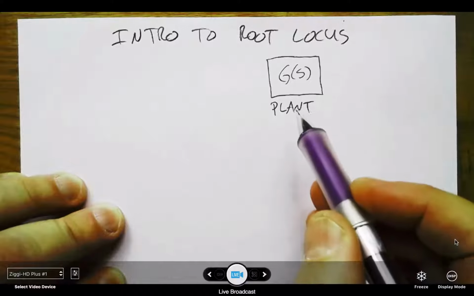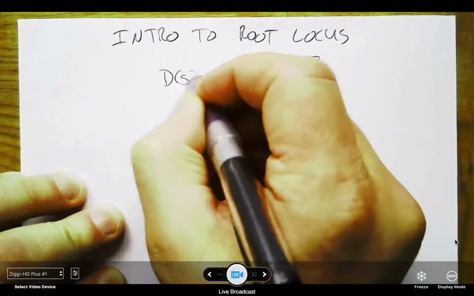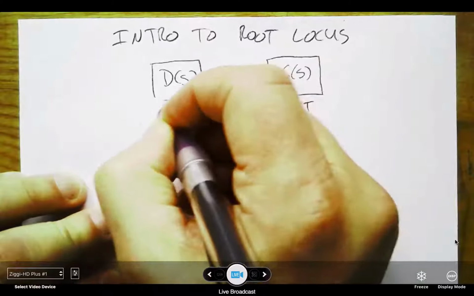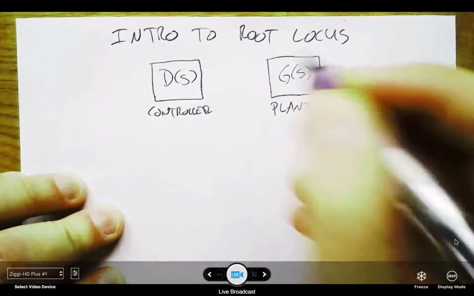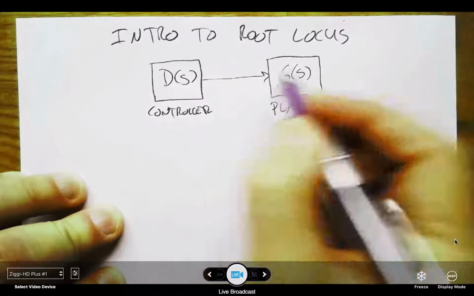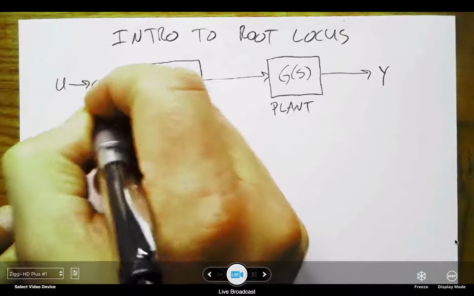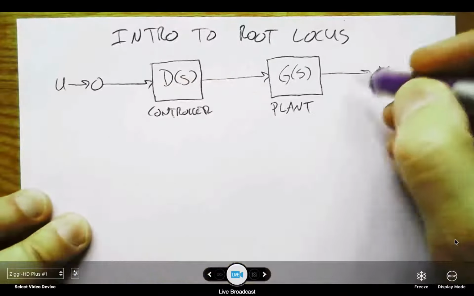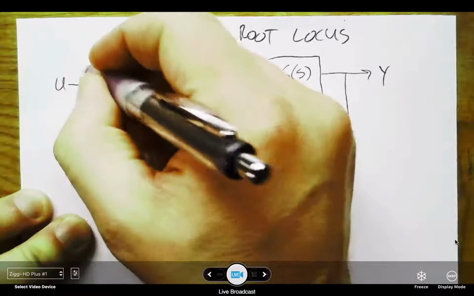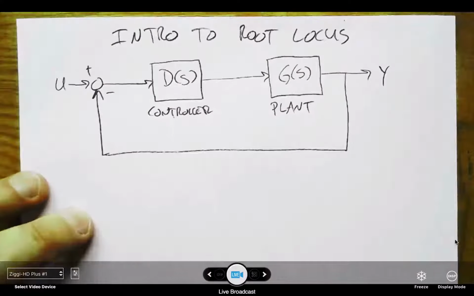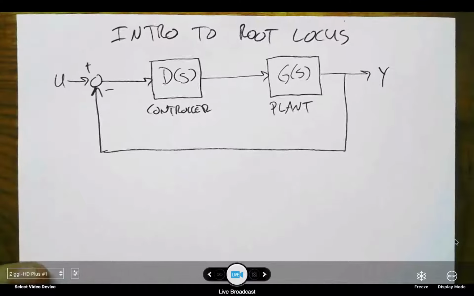The assumption here is that we have some plant, G of s, whose transfer function we know, and we are trying to design a controller transfer function of some kind so that when we put the system under unity feedback, we will get a closed loop response that we think better meets our goals or is somehow improved by the feedback. Obviously, we're not trying to use feedback to make the system worse.